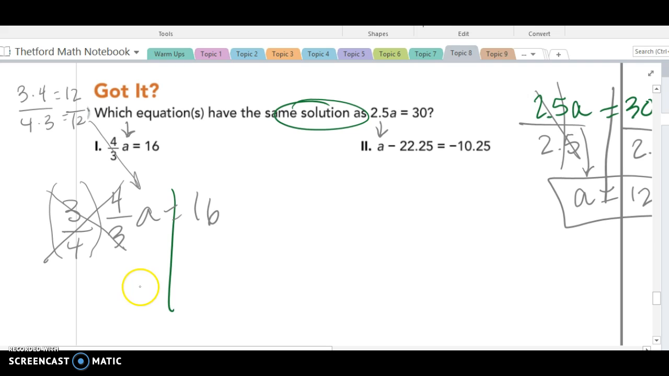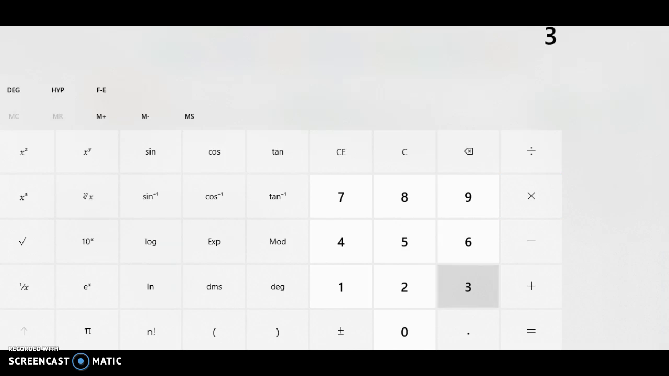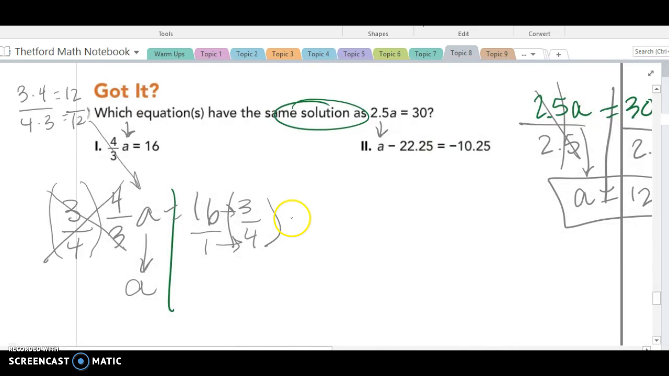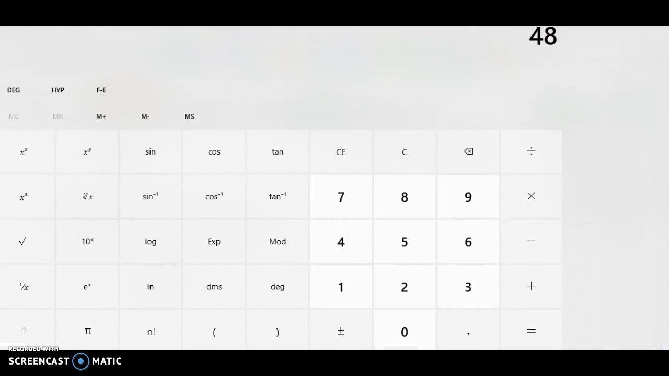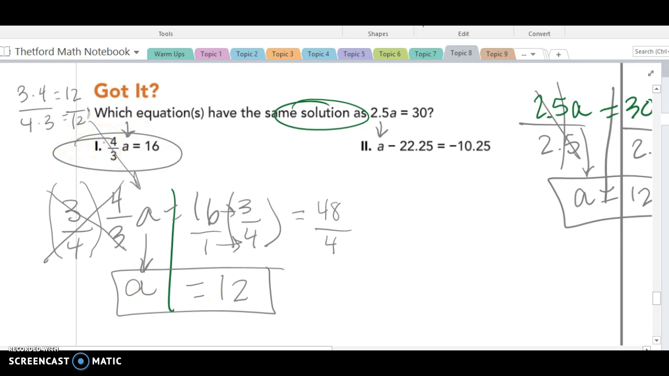1 times A just gives us an A. So I'm just bringing down that A. Whatever I do on this side, I have to do on this side. So I'm going to multiply by 3 over 4. And I'm going to put this over 1 so it makes it a little easier because I'm multiplying straight across. So 16 times 3 is 48 over 4. 48 divided by 4 gives me 12. So this one is equivalent because A equals 12 and A equals 12 over here.